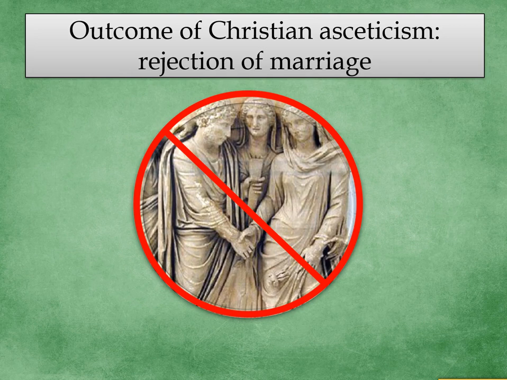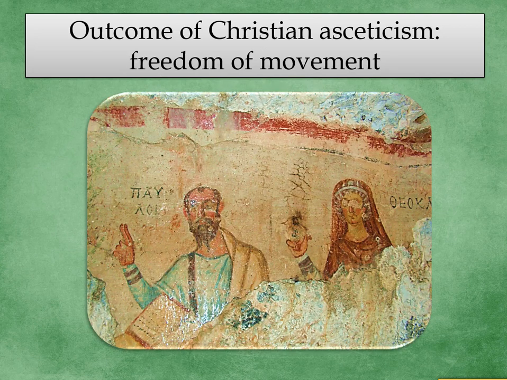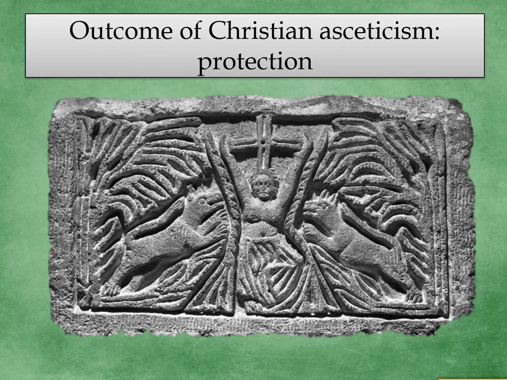By renouncing her ties, her social obligation of marriage, she is able to embark on a life independent of that bond. Another outcome of Christian asceticism is freedom of movement, again, with Tekla. And we see this with Pelagia as well. They renounce these social norms, and they are able to make decisions of their own free will. Another outcome of Christian asceticism is protection. We certainly saw this with Tekla, and we see this with Pelagia as well, because she adopts male garb. She is protected from harassment that she might otherwise endure.